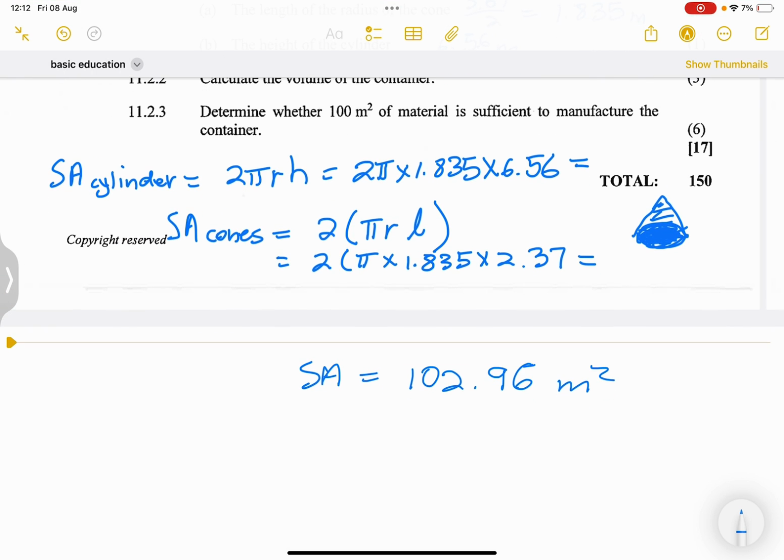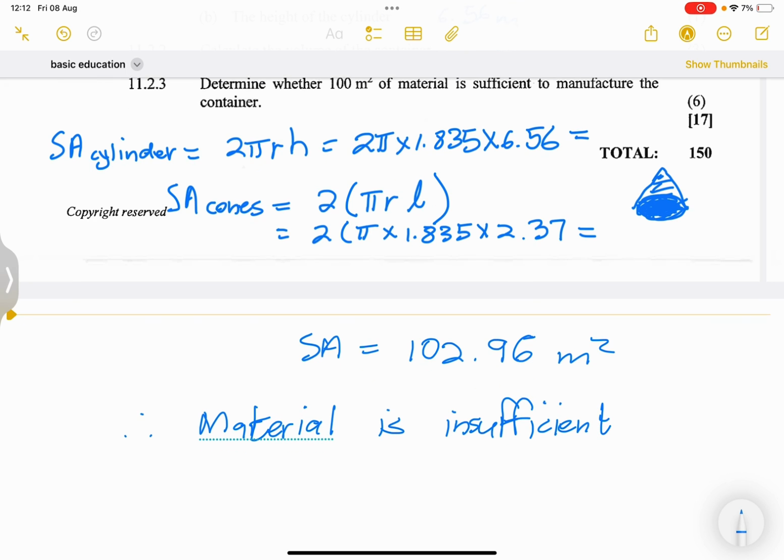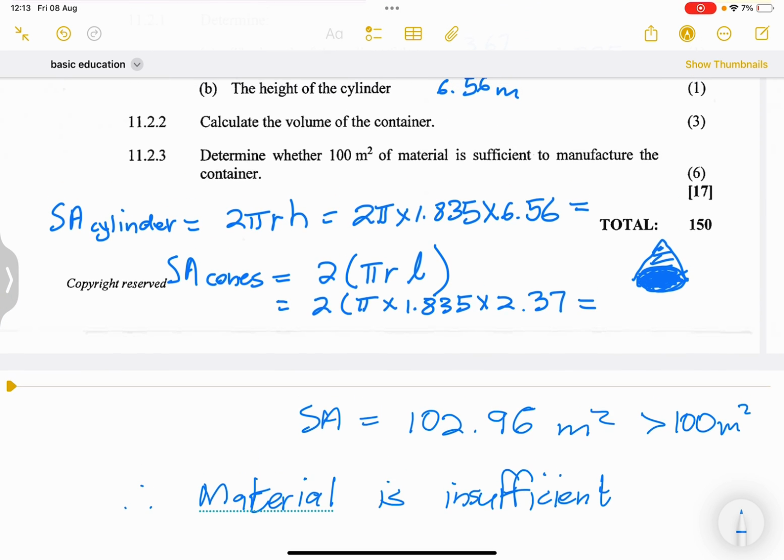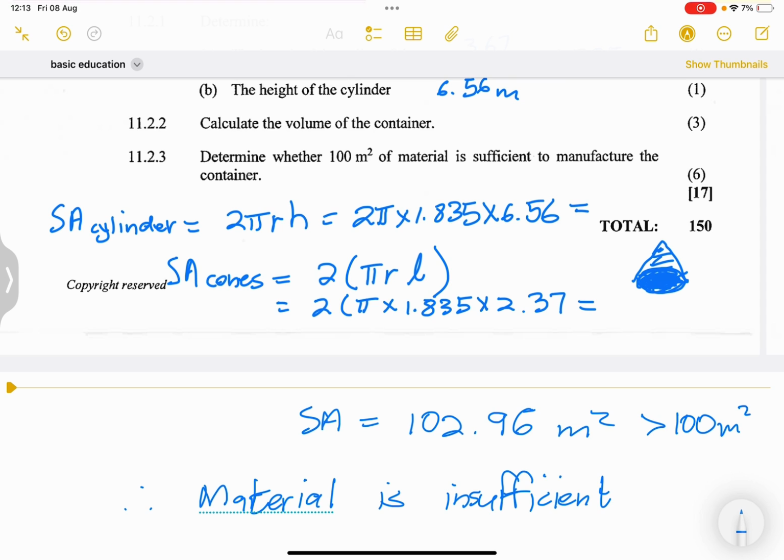So what can we conclude? So therefore, it means that the material is insufficient. All right, so the material is insufficient. Why? Because that surface area is greater than 100 square meters. All right, and ladies and gents, that is how the cookie crumbles.